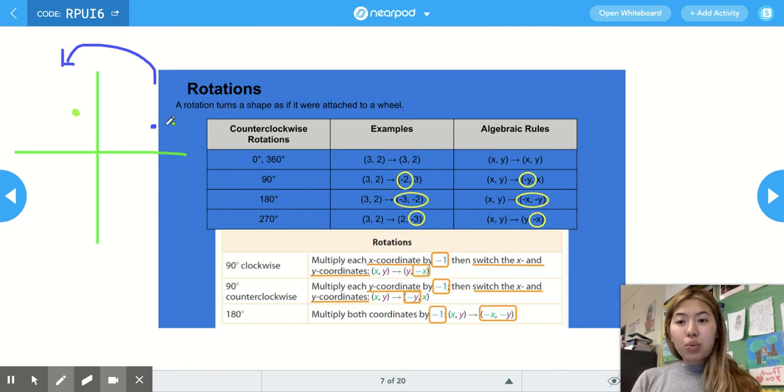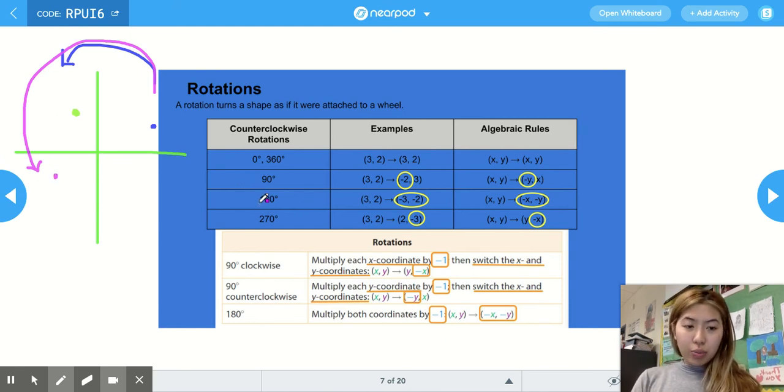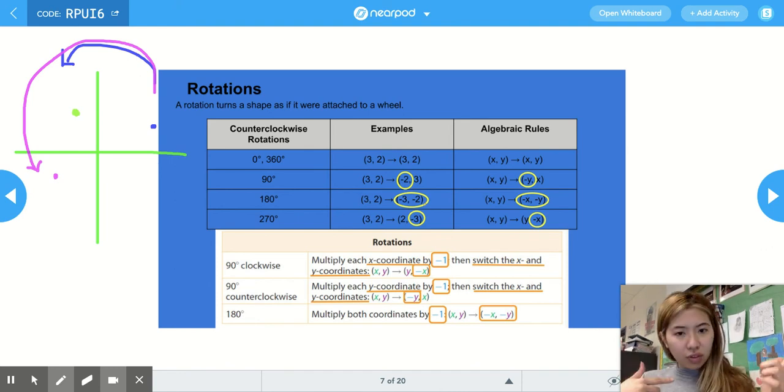Then let's say that we're rotating this (3, 2) 180 degrees. This would be the new point. So we have (-3, -2). The 180-degree rotation is pretty easy to remember because you're just changing the signs of both numbers. You keep both numbers as they are, you change the sign. So if they were both positive, you change them to negative. If they were both negative, you change them to positive. If one of them was positive, you change it to negative, vice versa.